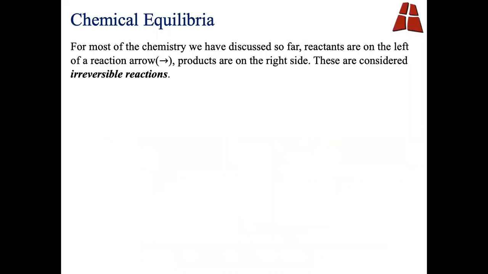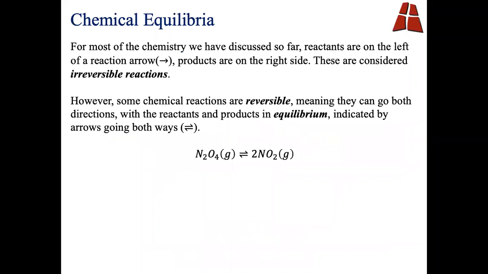Okay. And so thus far in chemistry, both Gen Chem 2 and Gen Chem 1, by and large, all the reactions we've looked at have just an arrow going from our reactants to our products. These are what we would consider irreversible reactions. However, many reactions are in fact reversible, meaning that they can go both directions with the reactants and products being in equilibrium. And we would designate that with our equilibrium arrow here, where we have one going one way, one going the other.